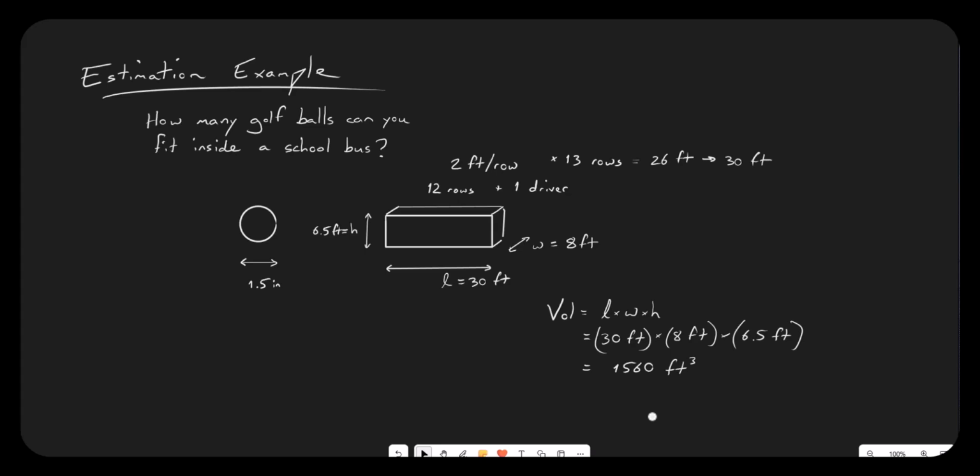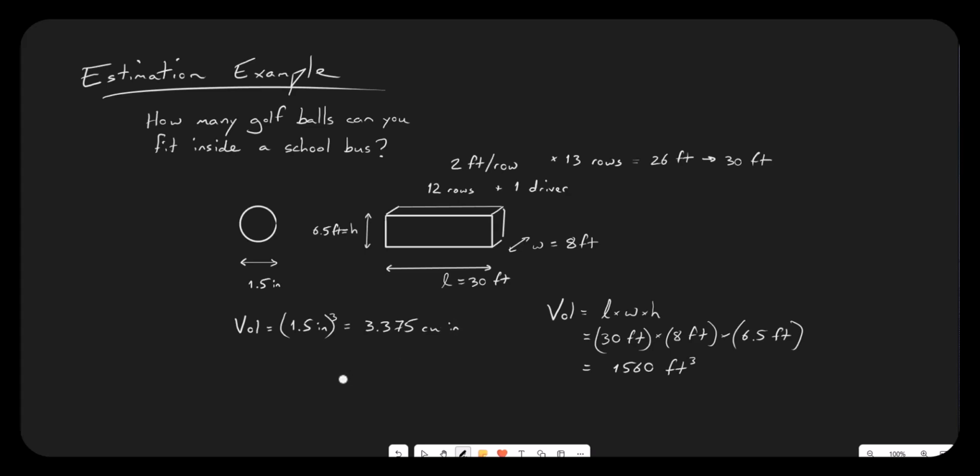Back to my golf ball. The golf ball, I said, has a diameter of about 1.5 inches, and I'm going to treat it like a cube. I know it's not, but I know that when I put a bunch of golf balls into some space, there's going to be some gaps between them, so a sphere is harder to work with. I'm going to call it a cube. So the volume of this thing is going to be 1.5 inches cubed, which is 3.375 cubic inches.